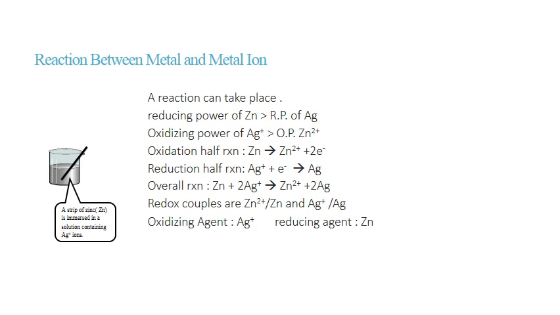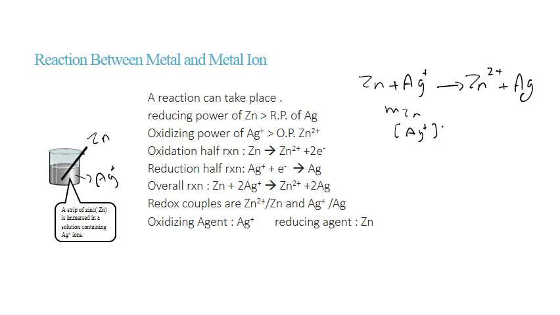Let's consider a reaction between a metal and a metal ion. For example, if we have a beaker containing a solution of silver ions, and we put in it a zinc strip, a reaction can take place between Zn and Ag+. So Zn will change into Zn2+, and Ag+ will become Ag. So we have many observations. The mass of the zinc strip will decrease with time. The concentration of Ag+ ions will also decrease since it becomes Ag, and a silver deposit will appear on the zinc strip.